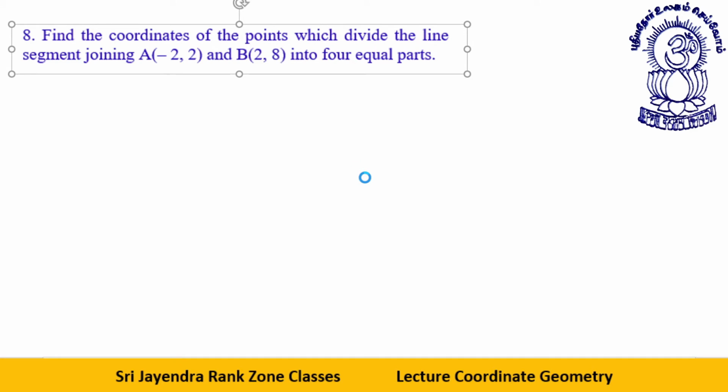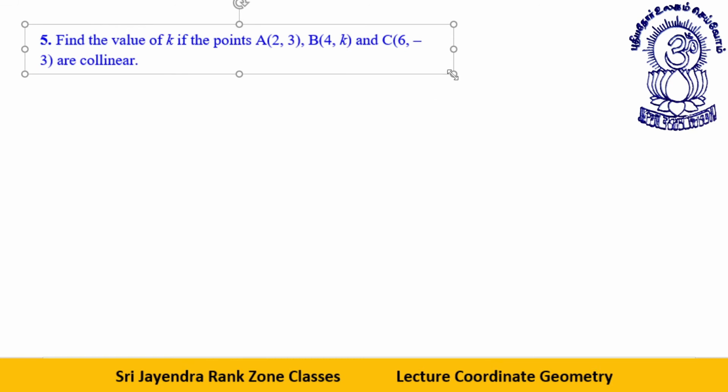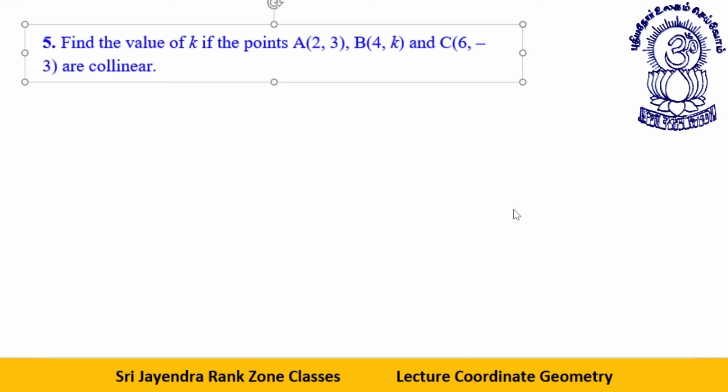In this question, we found out that the 3 points are collinear, but in the next question which I am taking right now, we are already being told that the 3 points are collinear. Find the value of k if the points are collinear. I will do this question by two methods. One is a very logical basic method, the other is the formula method. Let's go to the basic method first.